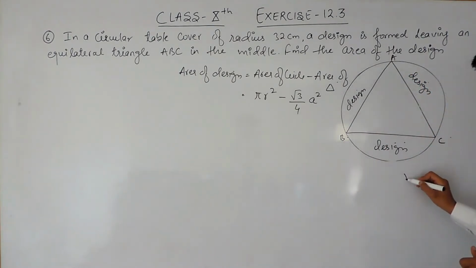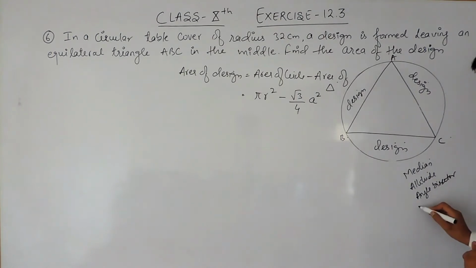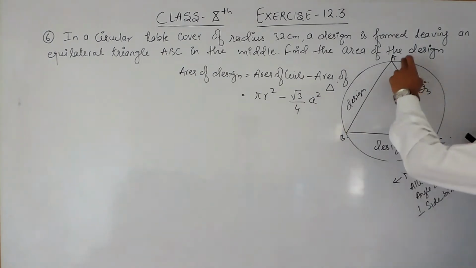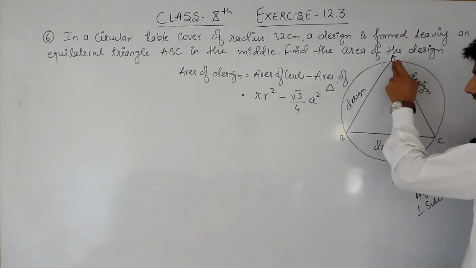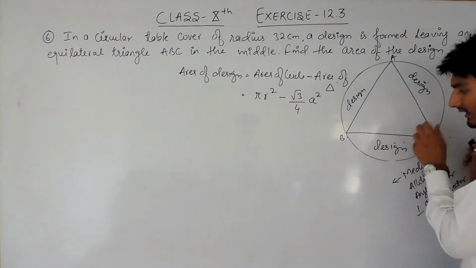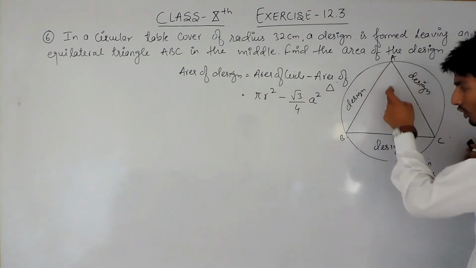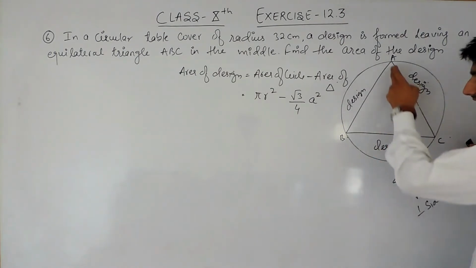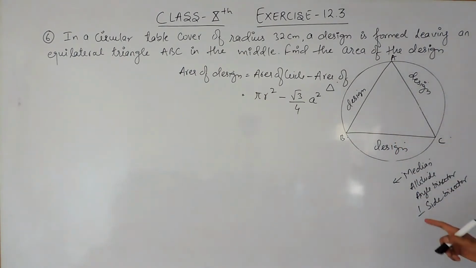The first line is the median, the second is the altitude, the third is the angle bisector, and the fourth is the perpendicular side bisector. What is a median? In a triangle, if I draw a line from a vertex, and that line bisects the opposite side, meaning it divides the opposite side into two equal parts, then that line is known as my median.